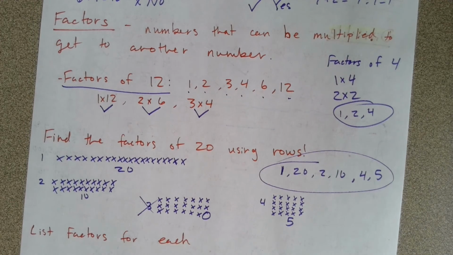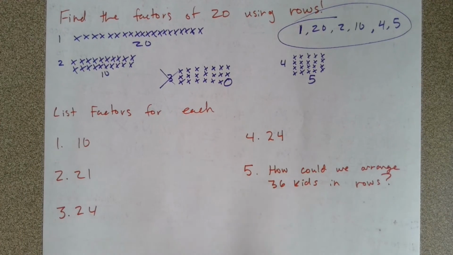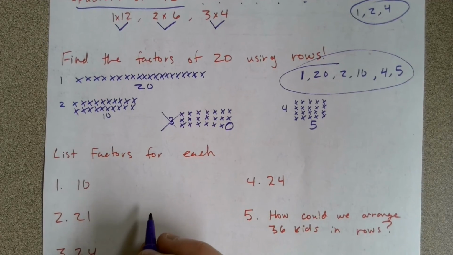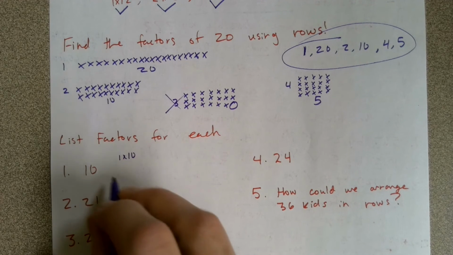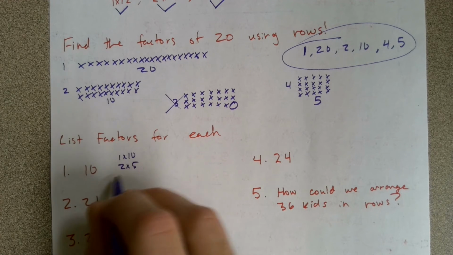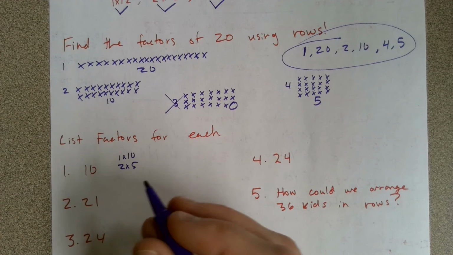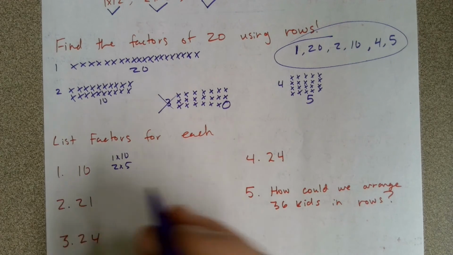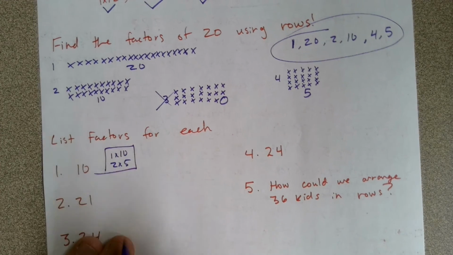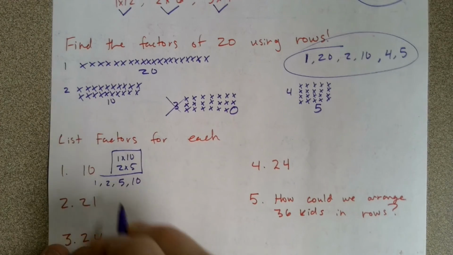I know you can probably do these in your head, but using these rows can be another strategy to help you get through those. All right, real quickly, we're going to list the factors for each. I'm going to cook through them. I'm thinking 10 here. Let's see, we got 1 times 10, 2 times 5, 3 times, nope, 4 times, nope, 5 times, yep, we got 5 times 2, but we already wrote that one. 6, 7, 8, 9, nope, and that's all of them. We're done. Our factors are 1, 2, 5, and 10.